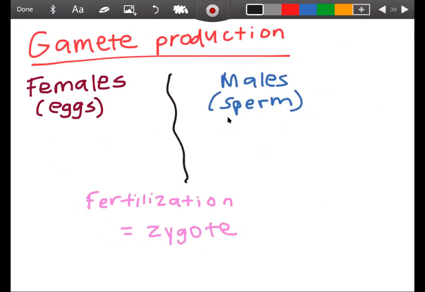And then briefly, I just wanted to go over gamete production. Again, in females, the gametes that are produced are eggs, and in males, the gametes that are produced are sperm. In females, these would be produced in the ovaries, and in males, these would be produced in the testes. And when the egg and sperm come together and are fertilized, they form a zygote.